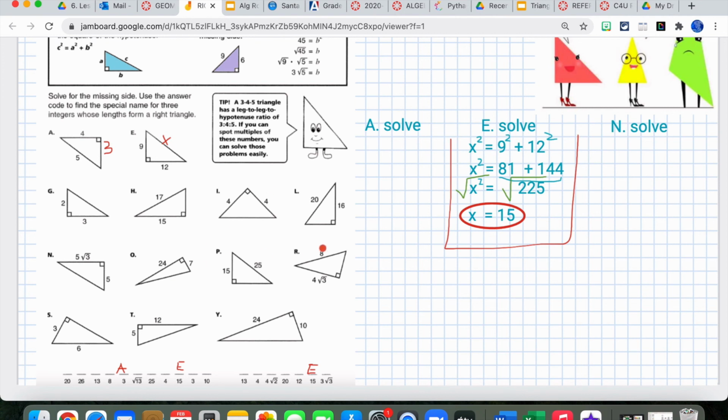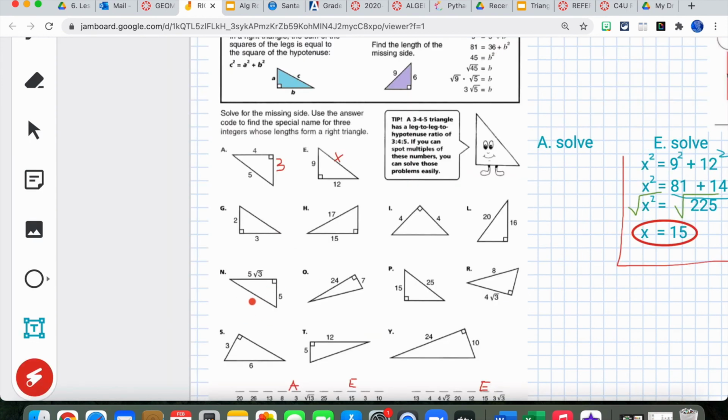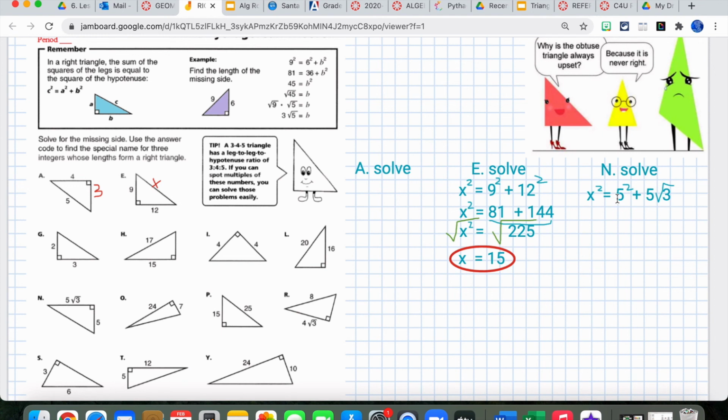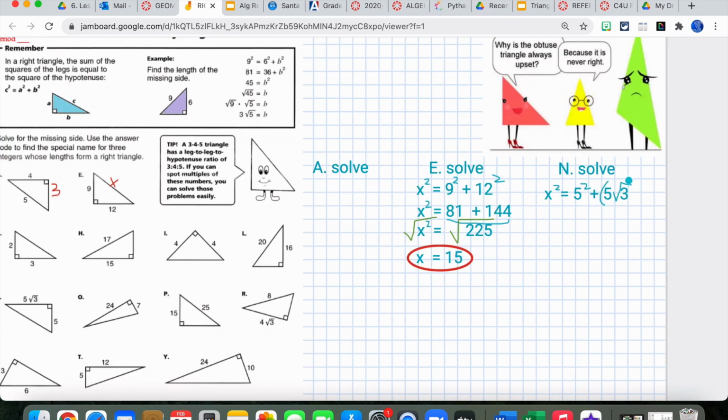Instead of doing it in order, I'm going to pick one of these which I think might throw you guys off, especially with the square root. So I'm going to go ahead and solve the letter N problem next. And I'm going to call that c the letter x. We have the sides 5 square root of 3 and 5. I put in x squared equals 5 squared plus 5 square root of 3. I forgot to square the whole thing, so I'm going to add one more parenthesis outside so that we're raising everything inside to the second power.